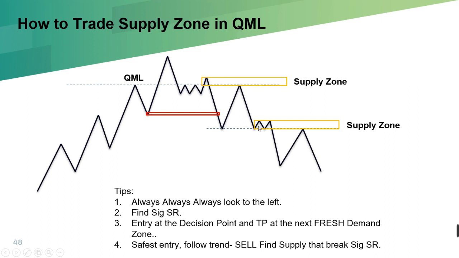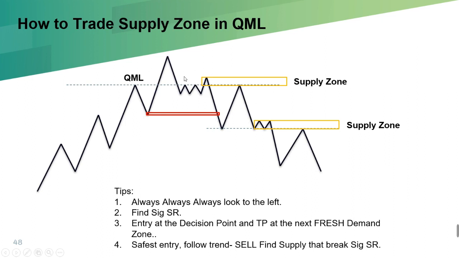How you are going to read your demand zone is you have to do a lot of practice on the mapping that I've shared in the previous chapter. Of course, the safest entry is always to follow the trend, sell, find a supply zone that breaks the significant support resistance. This is a very, very important statement. Always find the supply zone that breaks the significant support resistance. This is a keyword here.